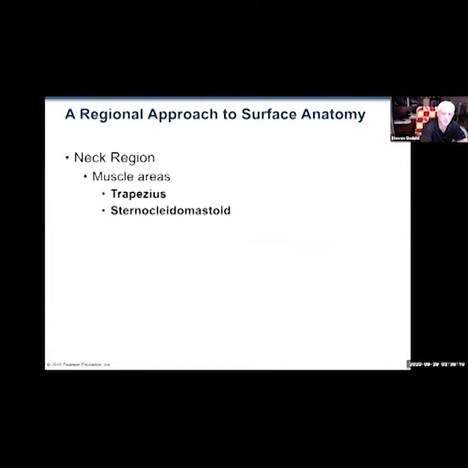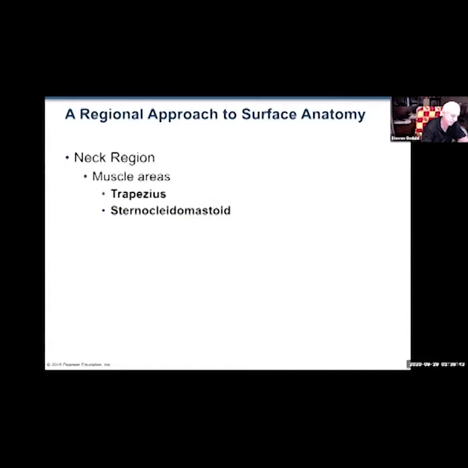Neck muscles, the trapezius and the sternocleidomastoid. Trapezius comes from the back and wraps around over the top of the shoulder. The sternocleidomastoid, remember we talked about this. It originates on the mastoid process of the skull, okay? And has two connection points. Connects to the sternum and it connects to the clavicle.